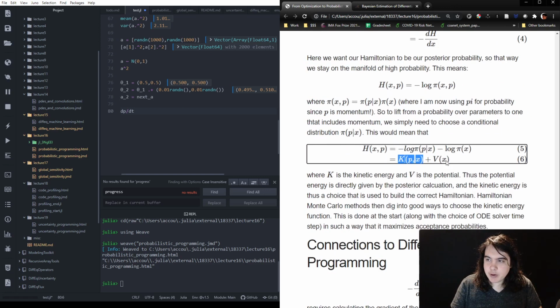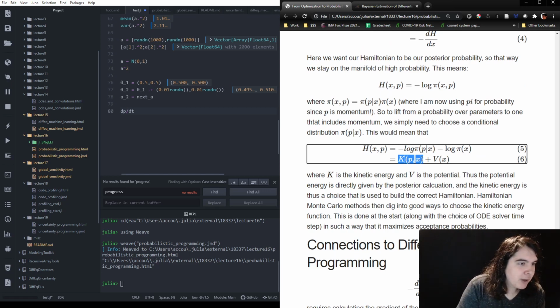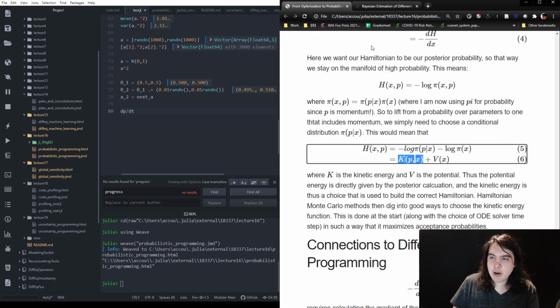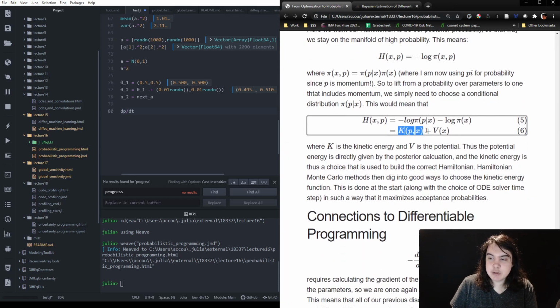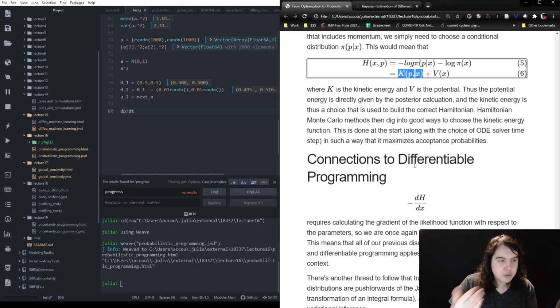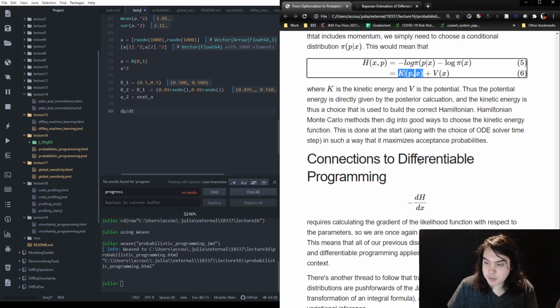So this is where all the differential programming comes back, because the gradient is going to come into the definition of these kinetic energy functions. And all these different methods for Hamiltonian Monte Carlo are about how you choose a kinetic energy function as a function of the gradient of the ODE solution, such that it has a high probability of being on this high probability line. NUTS, for example, is the No U-Turn Sampler, which is just one choice of how to do the kinetic energy sampling.